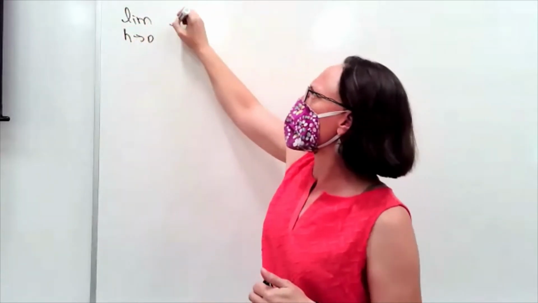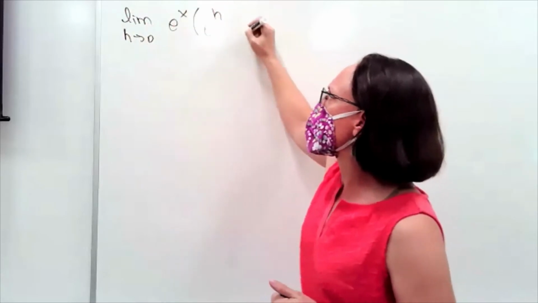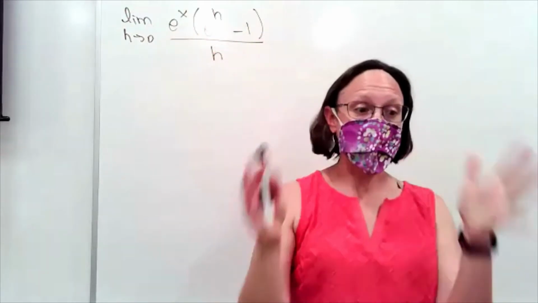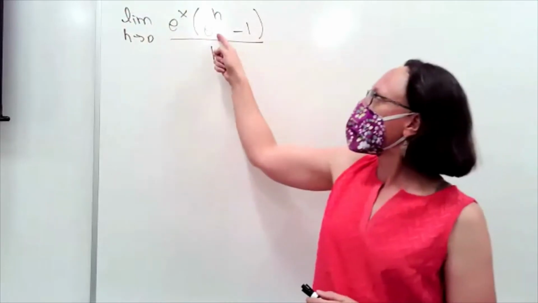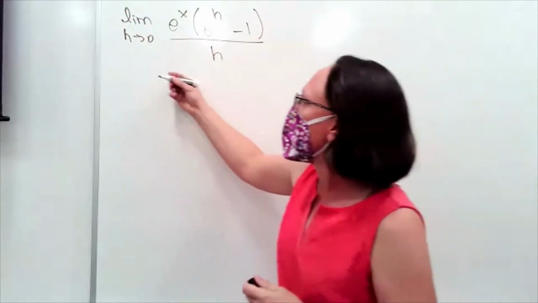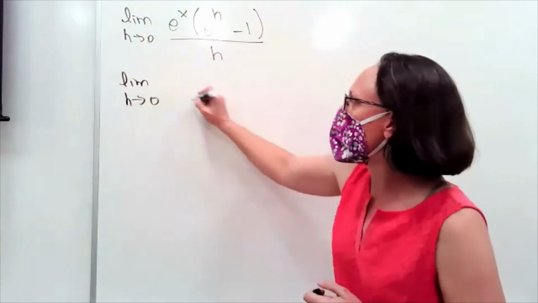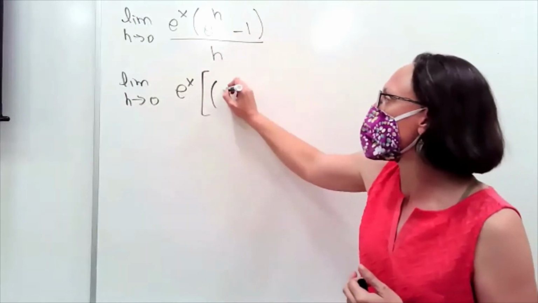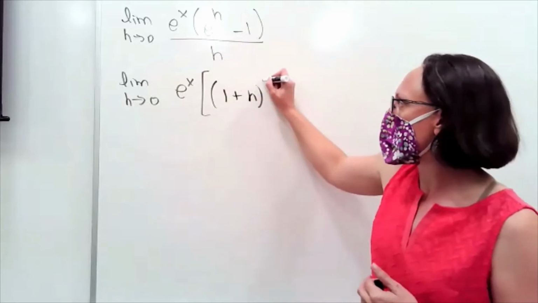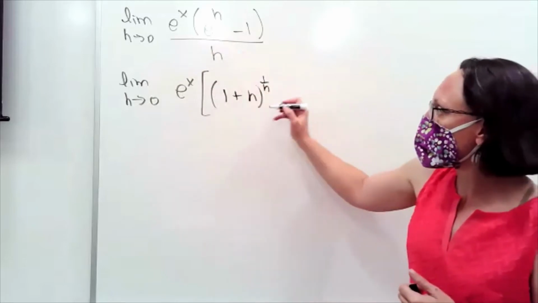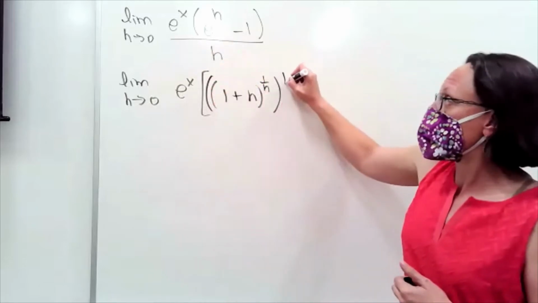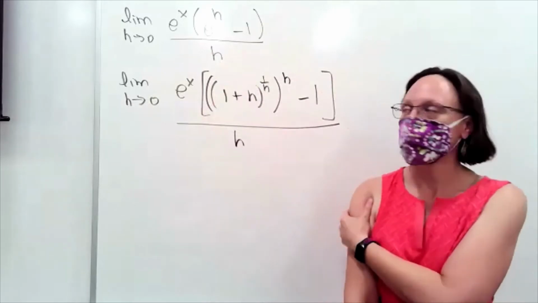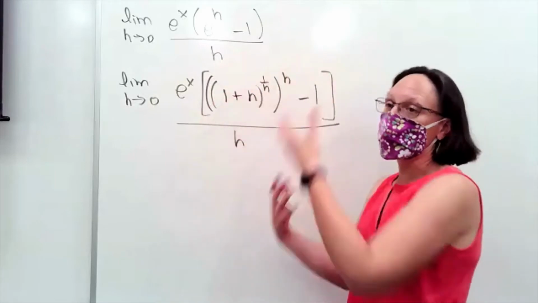We were here. We had the limit as h approaches 0 of e to the x times e to the h minus 1, all over h. And I was about to do this magic step where I take that e and replace it with its limit definition. So we've got the limit as h approaches 0 of e to the x times, and that e right there is going to turn into 1 plus h to the 1 over h, to the h, minus 1. I'm going to let that sink in for a second. But all of this is just our definition of e.